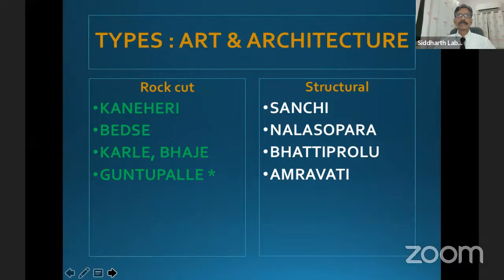There are two types, as I just told you: rock cut and structural. For example, if you think about rock cut architecture, those are Kaneri caves, Leni, Karle, Vaje, Guntupalle. Guntupalle is a combination of rock cut as well as structural. I will show you the difference between rock cut architecture and structural architecture. And for structural, you come to the Sanchi Stupa, Nalasopara Stupa, Bhattiprolu, Amravati. I heard that you have studied South Indian architecture also, so that's why I mentioned the names from South India, that is Bhattiprolu and Amravati. So you will understand the difference between the two types of architecture.